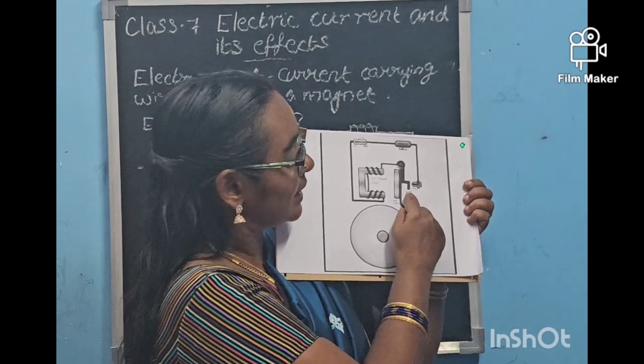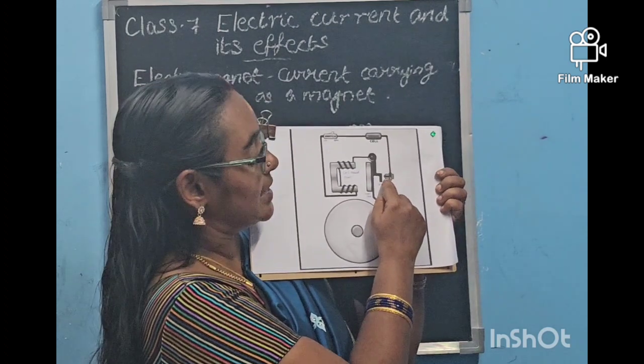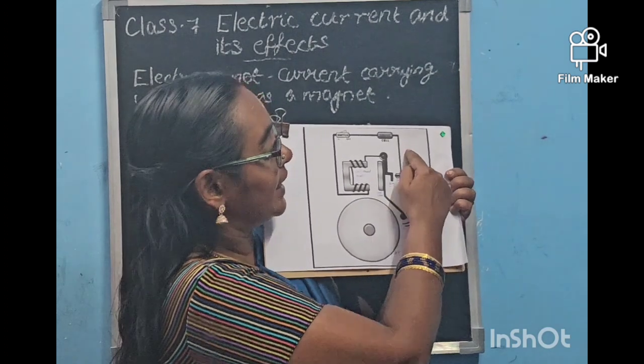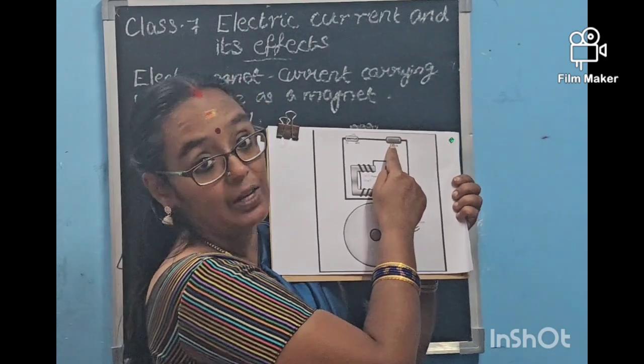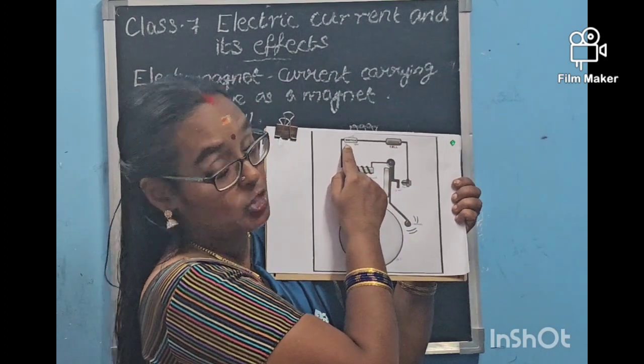Then there is a screw over here, and near the screw there is a nail. Can you see the nail? The nail is also here, and then it is connected to a cell, which is the source of electricity, right? And then there is a switch over here.